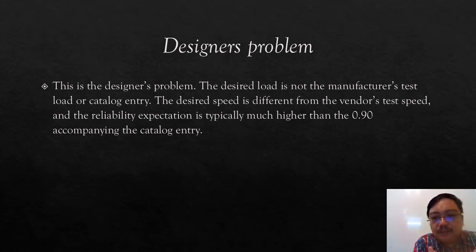So the desired load is not the manufacturer's test load or catalog entry. The desired speed is different from the vendor's test speed, and the reliability expectation is typically much higher than 0.9 accompanying the catalog entry. This means the manufacturers have tested the bearing and declare this is the test value. Fine, but you want to use the same bearing at a different speed, so what is the calculation?